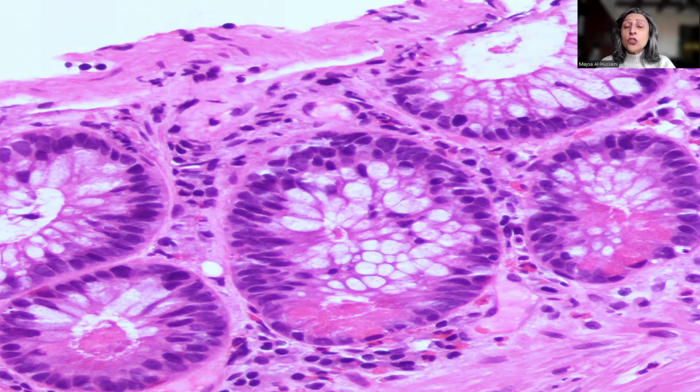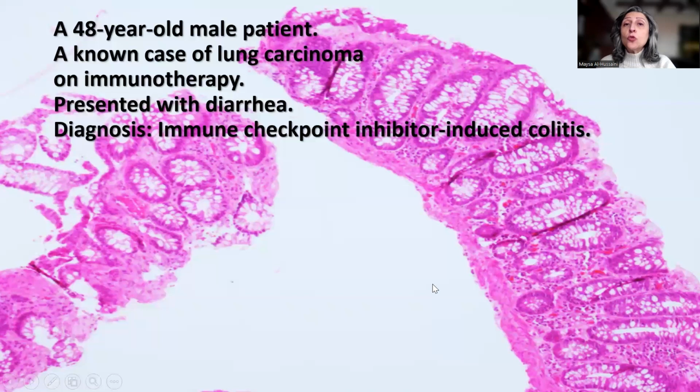So in addition to the collagenous colitis that the patient initially presented with, probably in relation to the immunotherapy, the patient 6 months later developed what appeared to be inflammatory bowel disease, ulcerative colitis type, like colitis. So the final diagnosis in this case is immune checkpoint inhibitor-induced colitis.